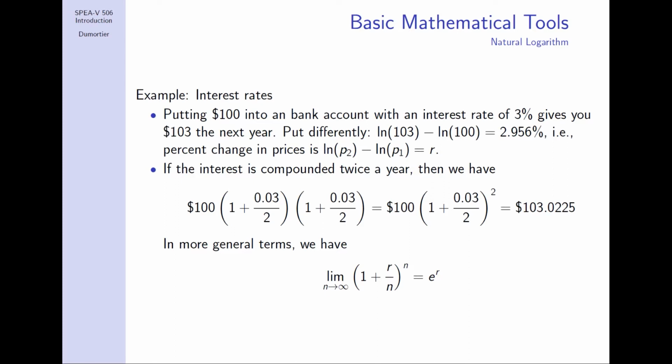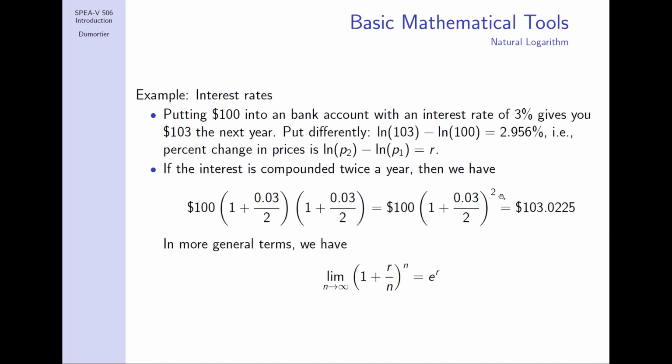So if the interest rate is, again, 3%, then you have to take the 3% divided by 2. This is what we are doing here. And you have to then take it to the power of 2. So if the interest rate is compounded twice a year, and if that interest rate is 3%, then what you are paying over that year is actually $103.02, a little bit over 2 cents.